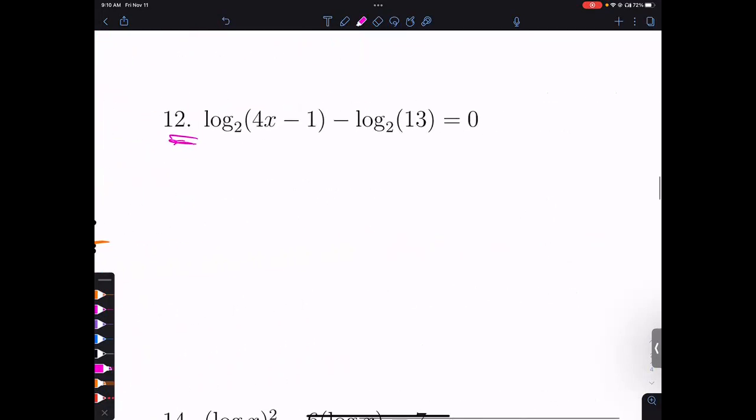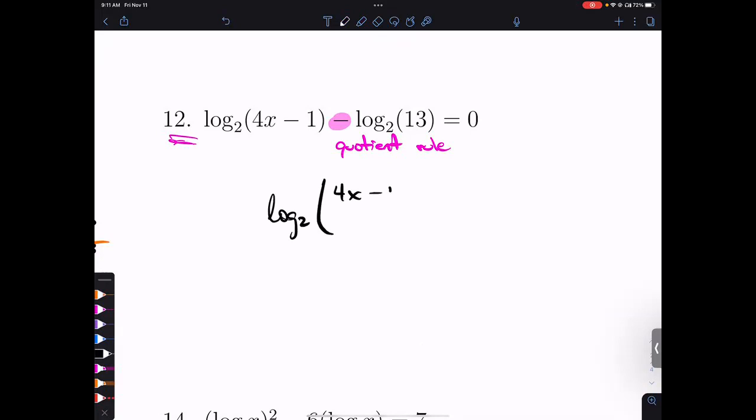Okay, so 12 would be a similar sort of deal. The difference there is that you're subtracting. So instead of multiplication, this would be the quotient rule. So this thing would turn into the log base 2 of (4x minus 1) over 13. Sorry, I can't keep up with my own color scheme. And then again, you rewrite it from there and finish solving.